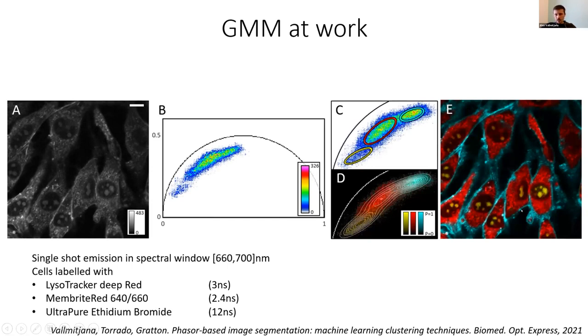LysoTracker is the stuff in the cytoplasm, the lysosomes. The membrane is the membrane, and the ethidium bromide is tagging the nucleoli in the nucleus.